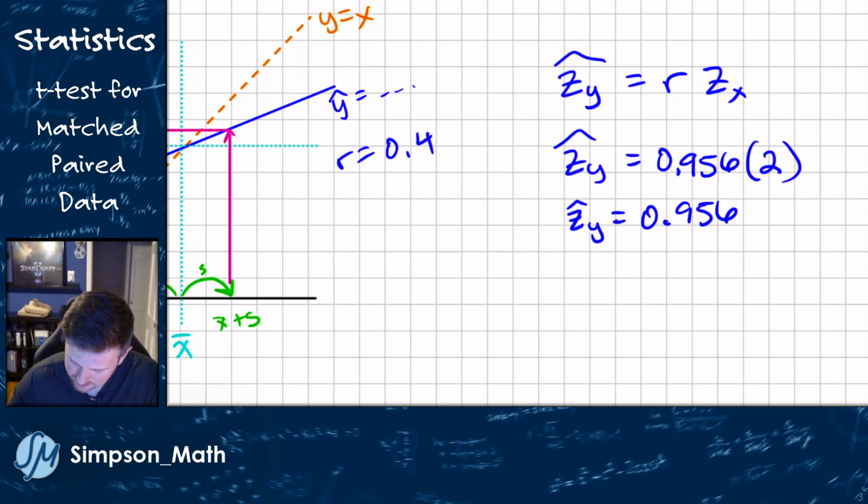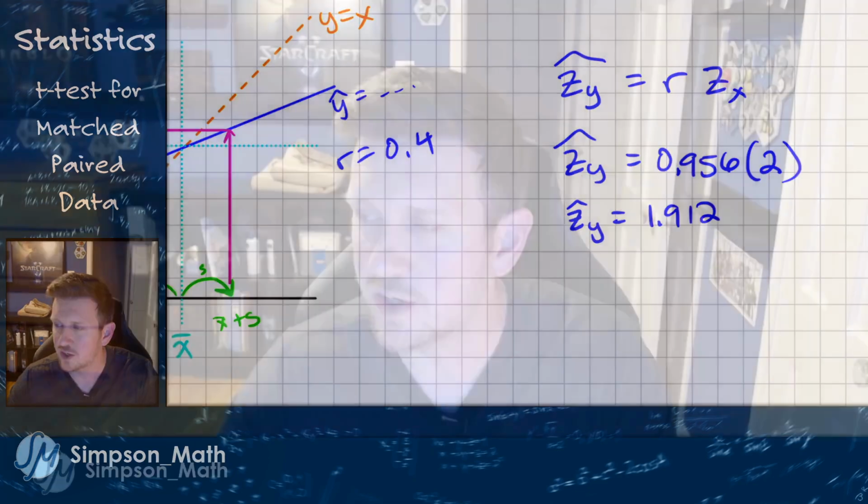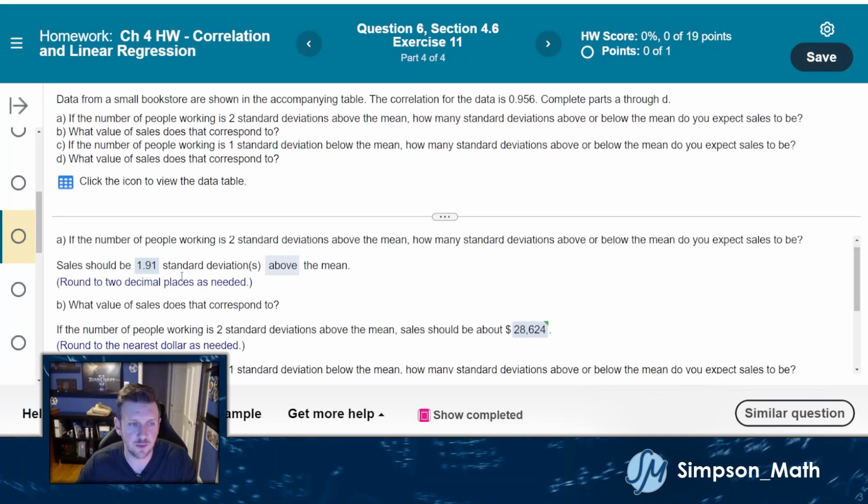Oops, I didn't actually multiply. Silly me. Let me grab my calculator. 0.956 times 2, and I'm going to get 1.912. That's better. So if a data value is 2 standard deviations above the mean of the x, we expect it to be 1.91 standard deviations above the mean in the y, to 2 decimal places, and it's above the mean.